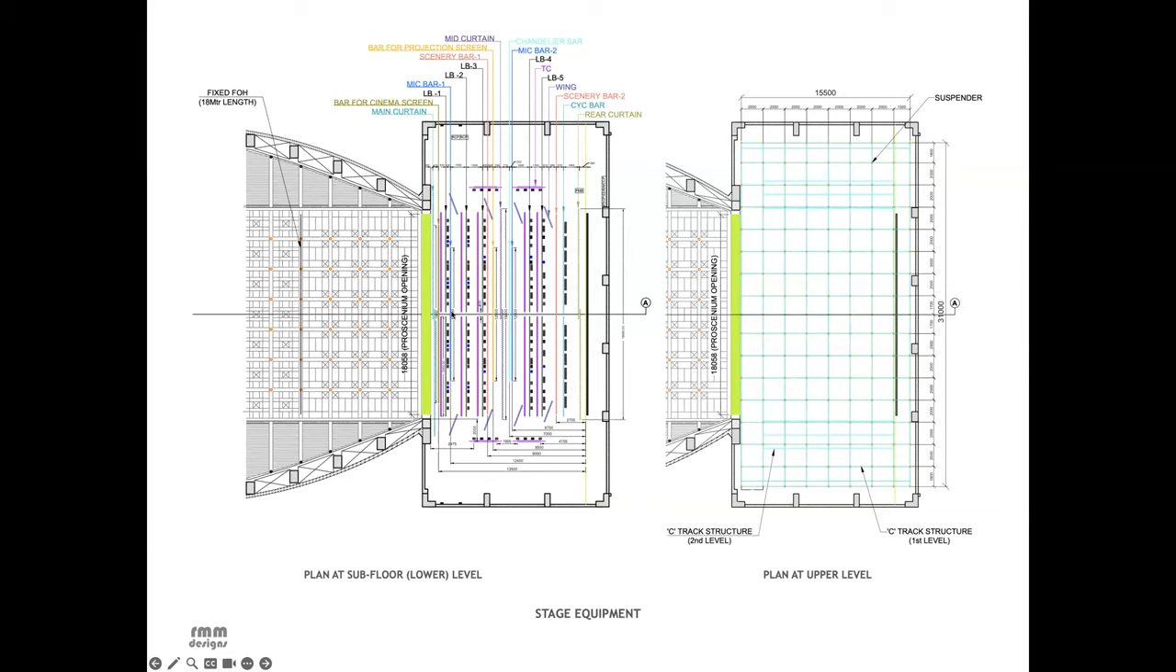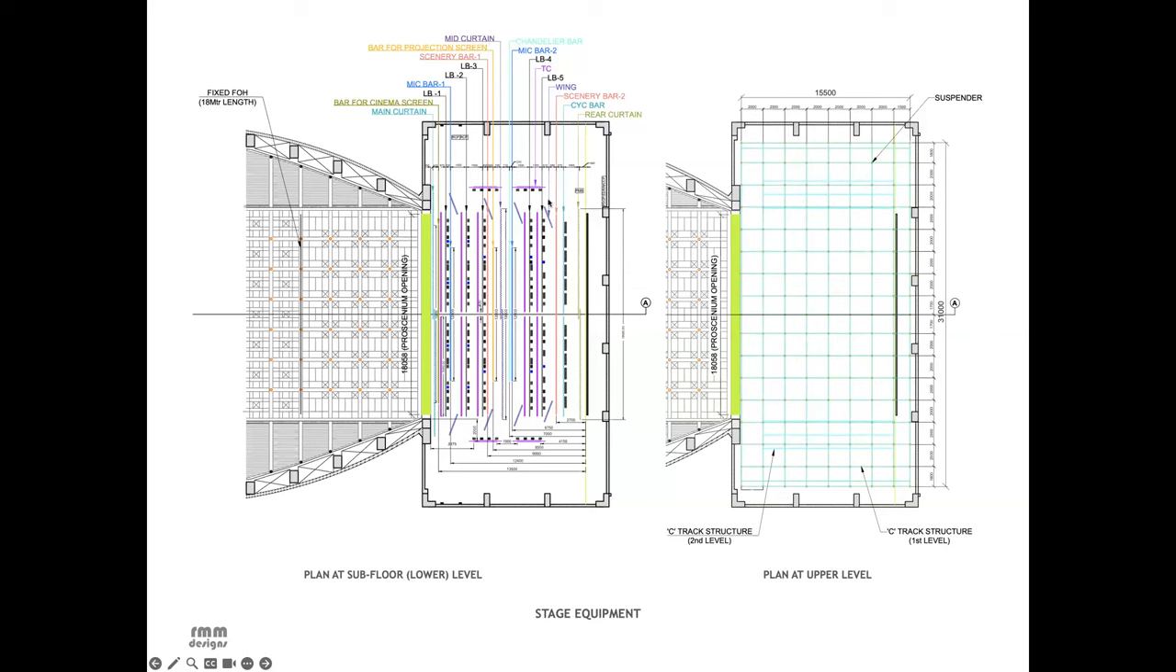Then you have a bar for the cinema screen, as I said. So you can actually have a cinema screen which can drop down and be used as a regular theater when you are not using it for other events. Then you have these scenery bars, which are labeled over here. There are two scenery bars, so you can have different kinds of scenery or props. Then you have a mid-curtain bar, as you see over here.